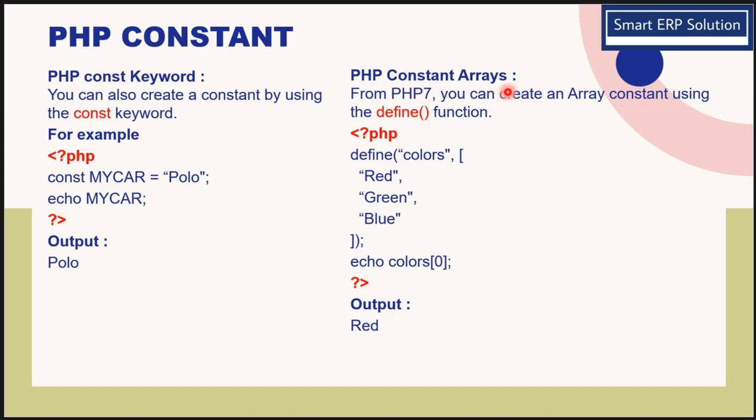PHP constant arrays. From PHP 7, you can create an array constant using the define function. For example, define COLORS, red, green, blue. These are the constants. Then echo COLORS[0]. 0 means red. So the output will be red.